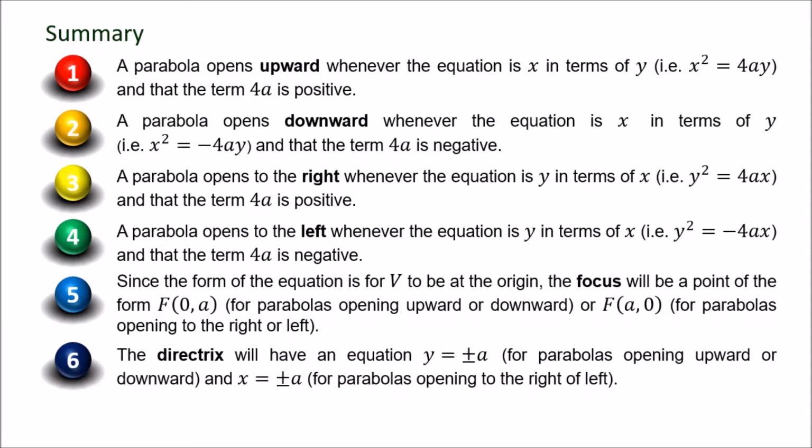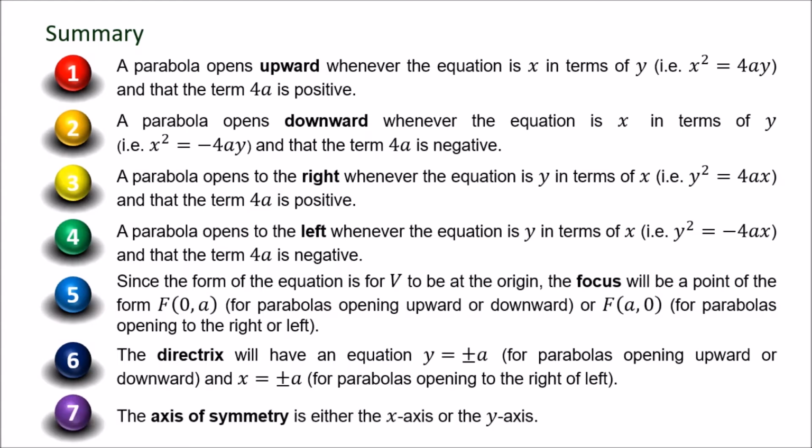As for the directrix, it will have an equation y equals positive or negative a. This is for parabolas opening upward or downward. Or the directrix will have the form x equals positive or negative a. This is for parabolas opening to the right or left. Finally, though not mentioned in the examples, it should be obvious that the axis of symmetry is either the x-axis or the y-axis, since the vertex of the parabolas is at the origin.